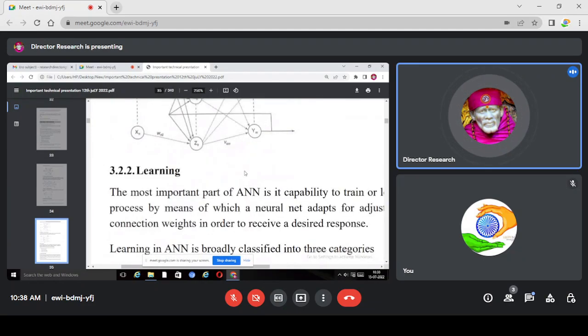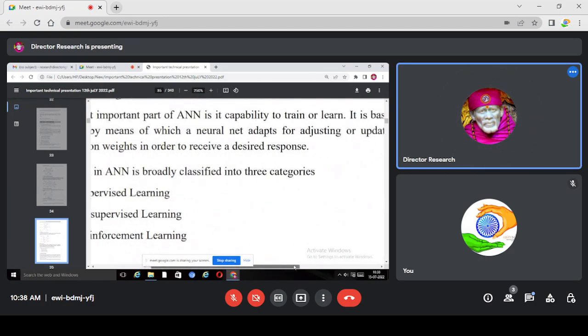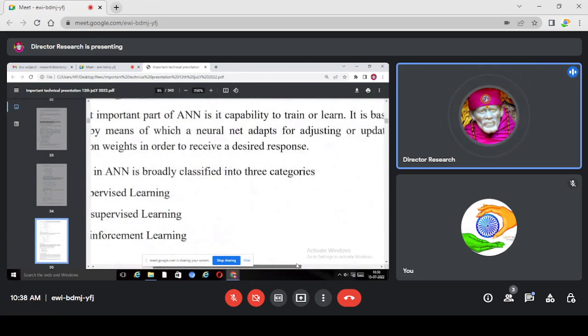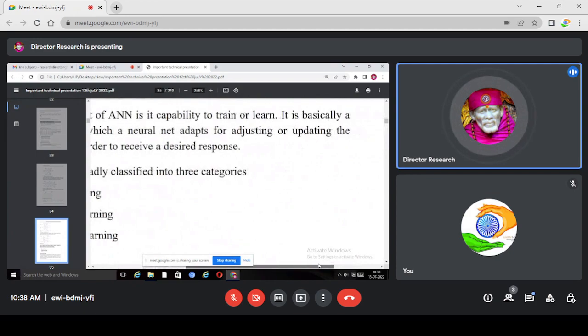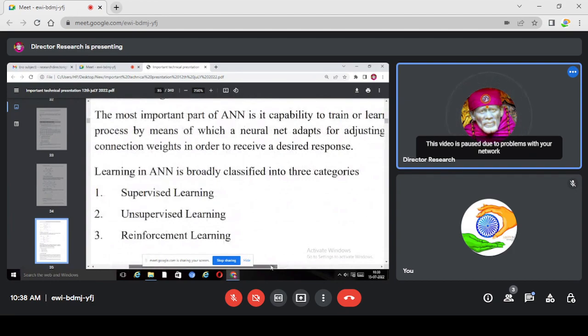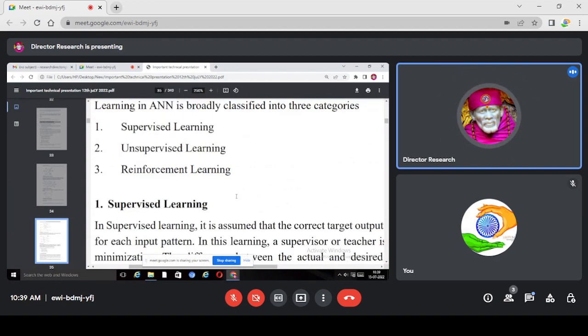This is the architecture. The most important part of an artificial neural network is its capability to learn. Learning is basically a process by which the neural net adapts, adjusting or updating the connections in order to receive the desired response. Learning in artificial neural networks is broadly classified into three categories: supervised learning, unsupervised learning, and reinforcement learning.